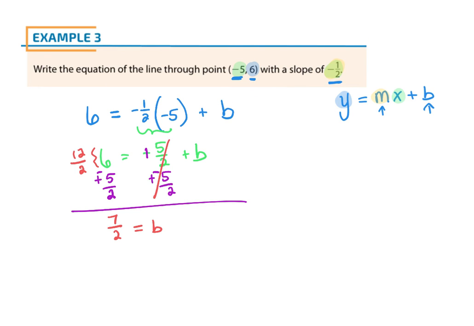So now you know your slope, your m, and you know your b. And they want me to write the equation in slope-intercept form specifically. So now I'm going to write the equation plugging in my m and my b. So I would say y equals mx plus b.